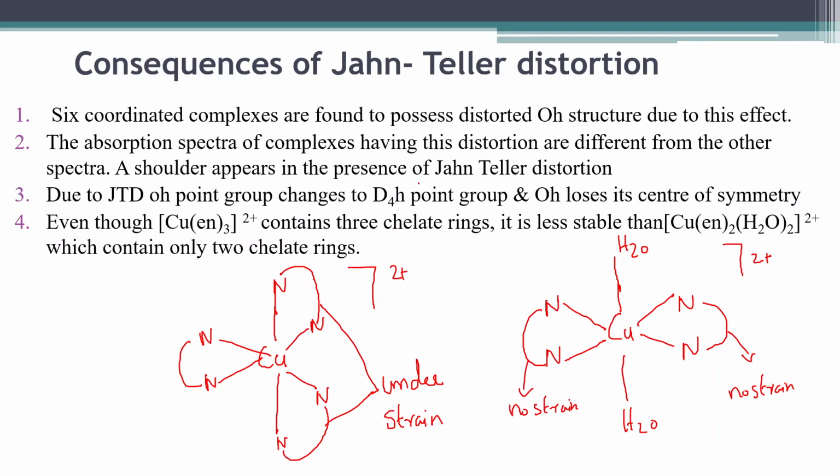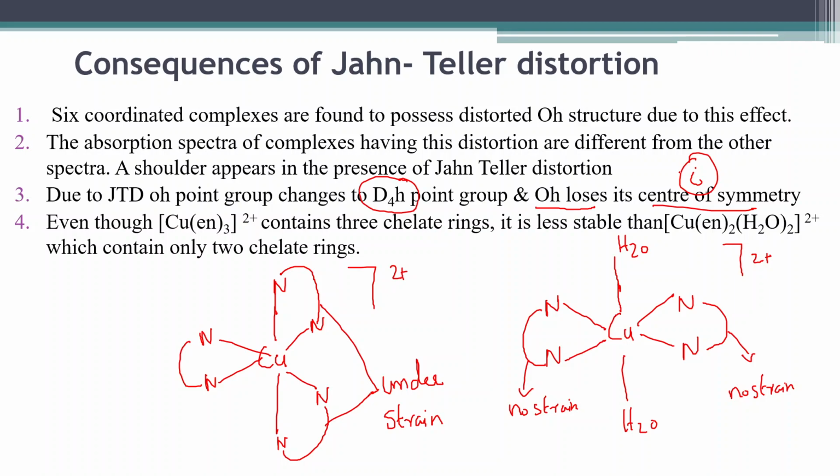And the third one: due to Jahn-Teller distortion, the Oh point group is changing to the D4h point group, which we have already mentioned. We know in the Oh point group there will be an inversion center, and when it comes to Jahn-Teller, the pure octahedral structure loses its form and changes to a distorted octahedral structure, where the center of symmetry is lost.